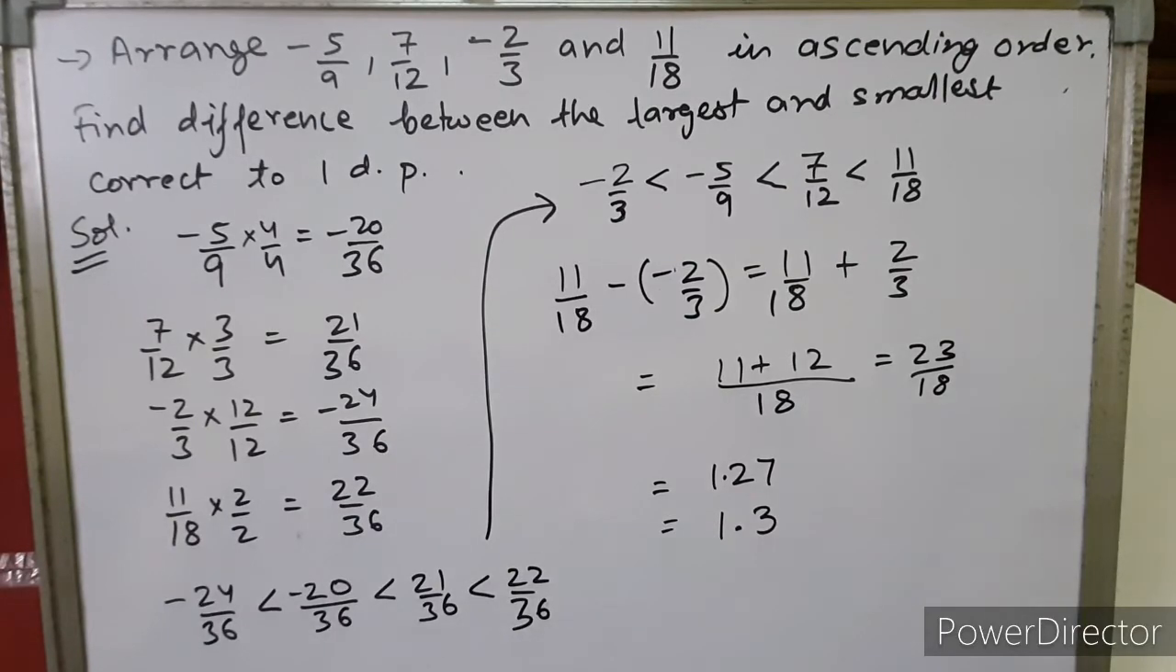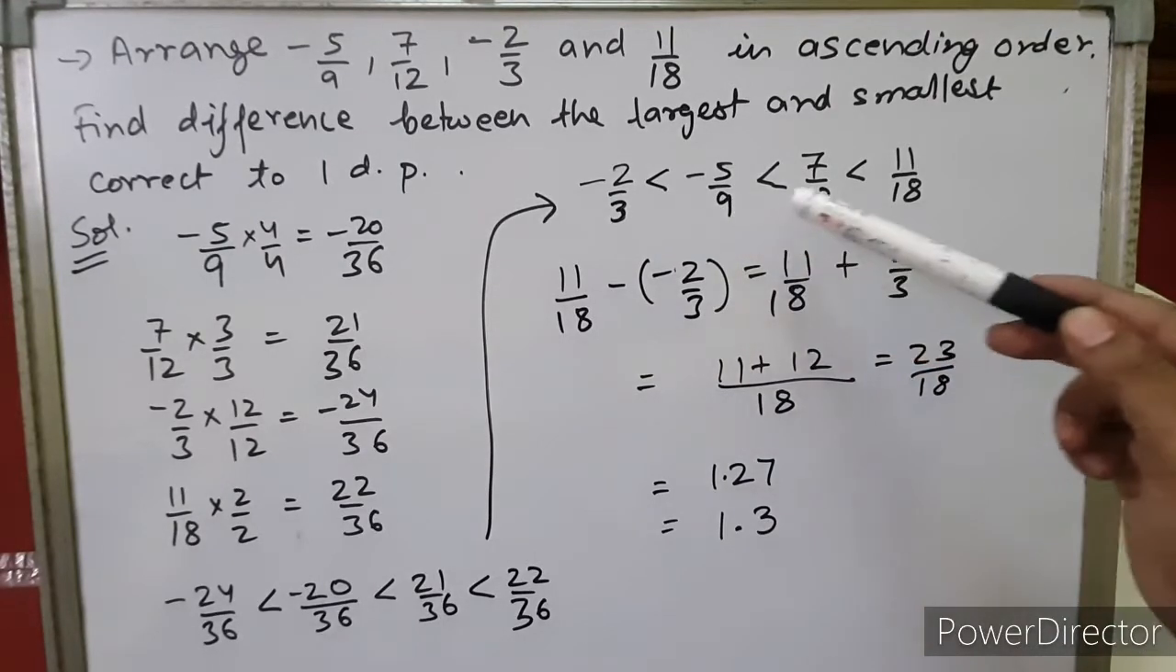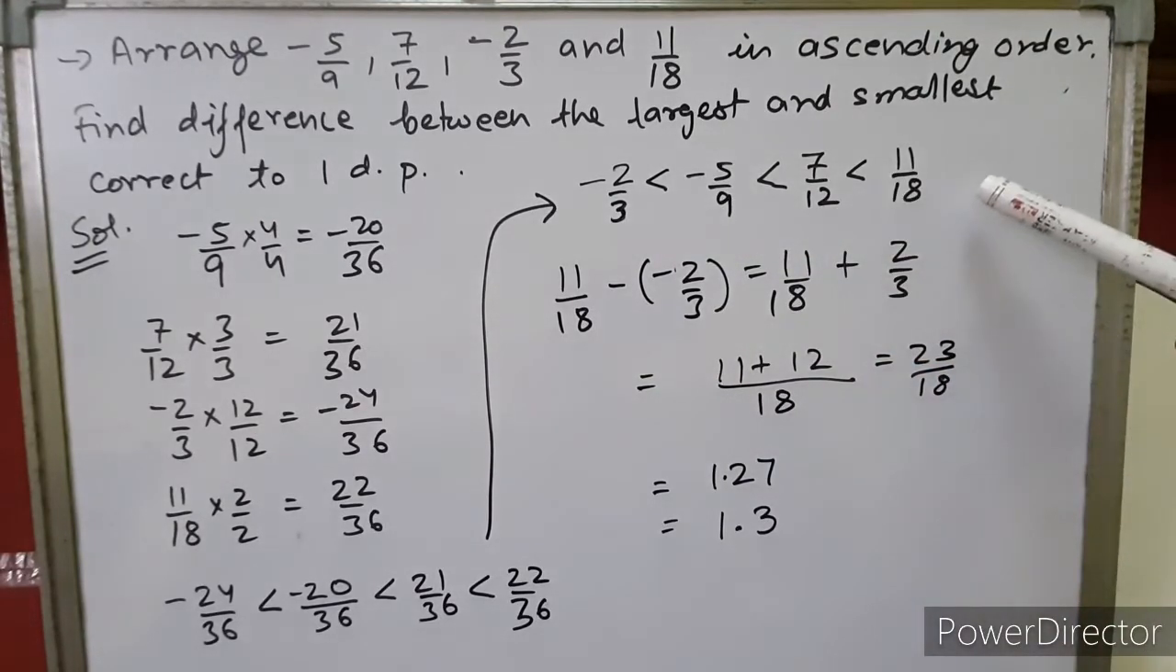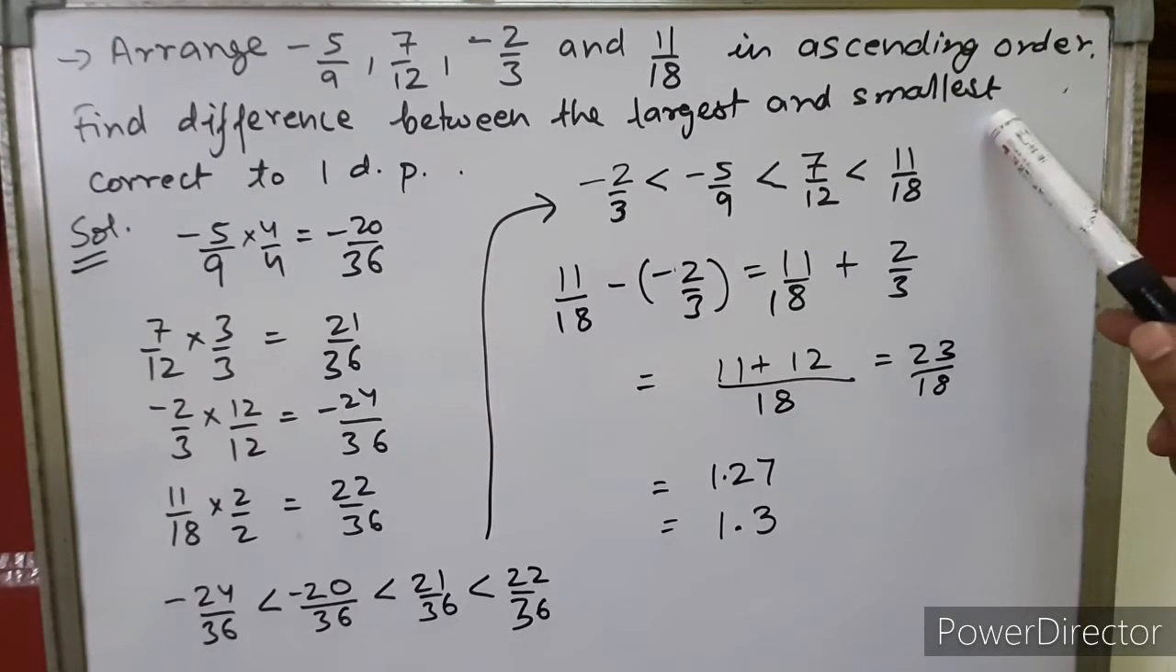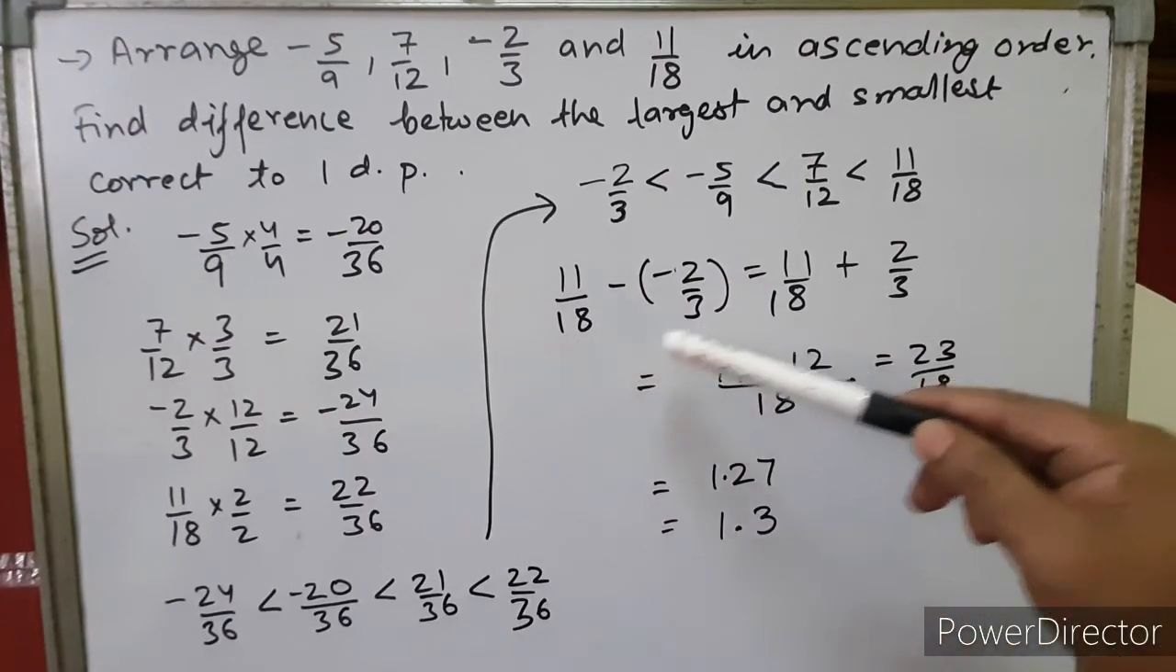Write the actual fractions. So we'll get -2/3 less than -5/9 less than 7/12 less than 11/18. So the first part we have done. We have arranged these rational numbers in ascending order of magnitude. Next part is you have to find the difference of the largest and the smallest rational number. So this is the largest and this one is the smallest, so we have to subtract these two numbers.